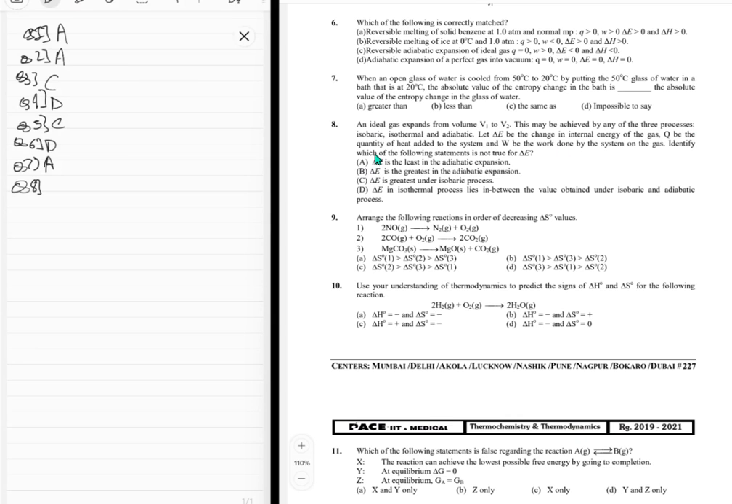Okay, let's look at the options. Delta E is the least in adiabatic expansion. Well, if it's adiabatic, there's no heat in it. So it's V1 to V2. Isothermal, there is no change in energy at all. And isobaric, there is change in energy. It's just that change in volume is proportional to change in temperature. Okay, we should do it now.